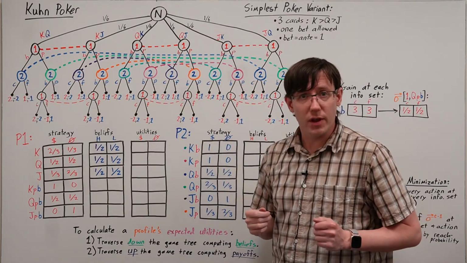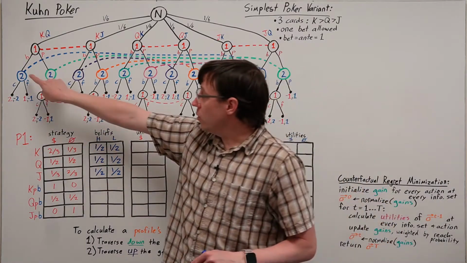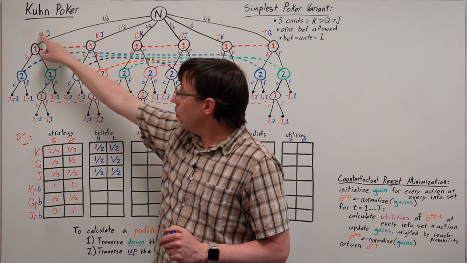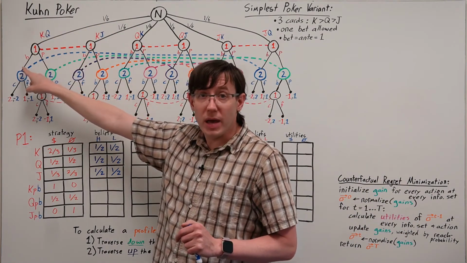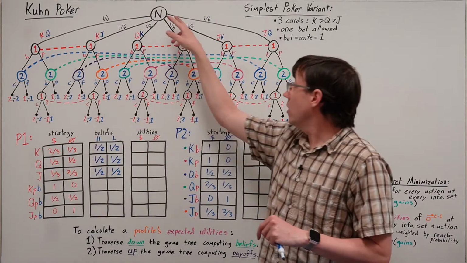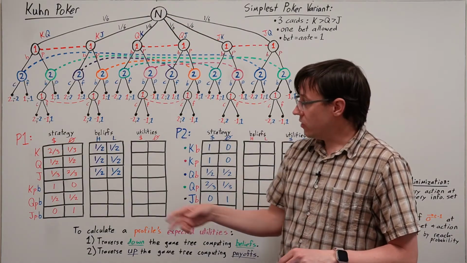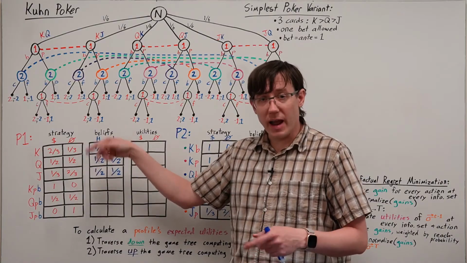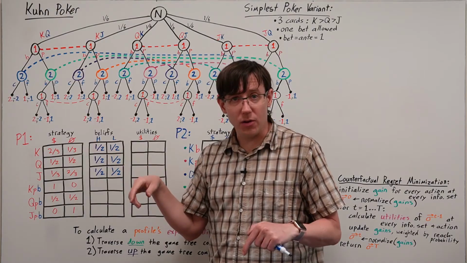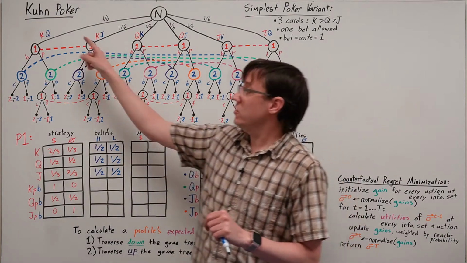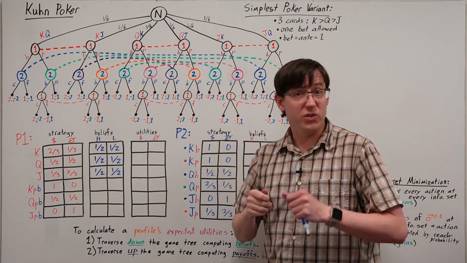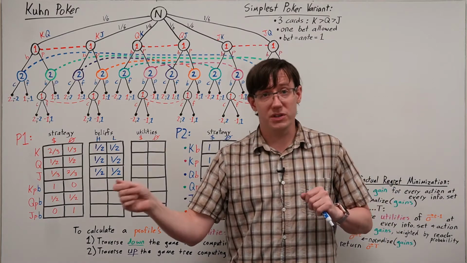If player 2 arrives at this blue information set, where they were dealt a queen and then player 1 played bet, they know that there's a 50-50 chance that player 1 was dealt a king or a jack. But since player 1 is randomizing their action and using different probabilities based on which card they were dealt, the probability of seeing player 1 play bet might be different in the case where player 1 was dealt a king versus when player 1 was dealt a jack.